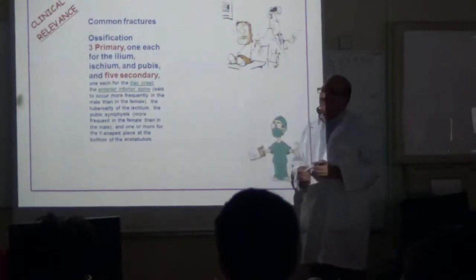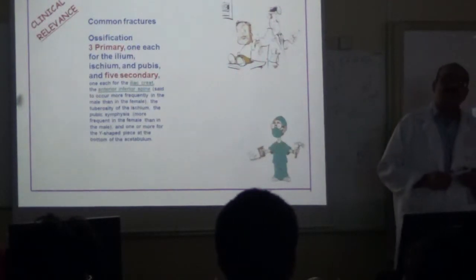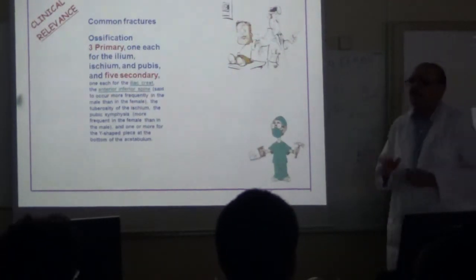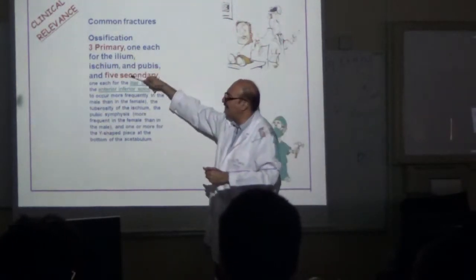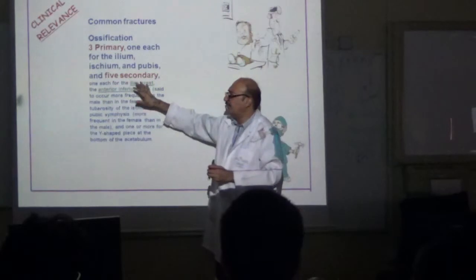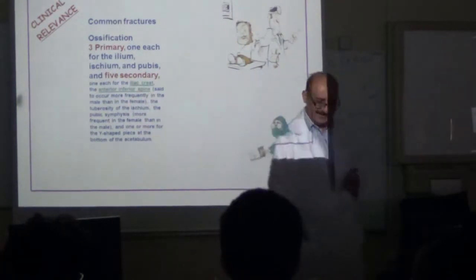Common fractures and ossification. This is probably the bone in the body which ossifies from 8 ossification centers. 3 primary, 1 each for the ileum, ischium and pubis, and 5 secondary. I am not sure this is in your objective, so I make it very small. If you wish, read, otherwise skip.